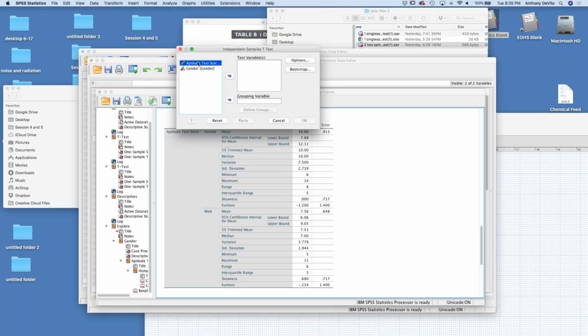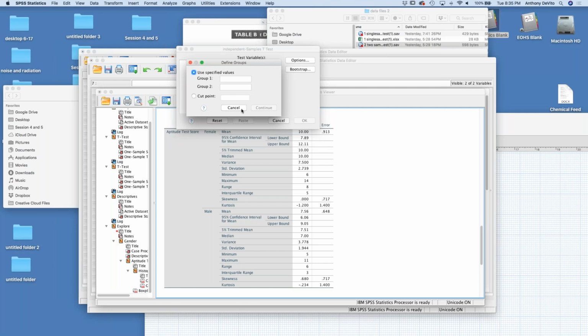And again, I'm going to move my aptitude score into the test variable, right? That's my numerical variable, what I'm going to calculate means of. And I'm going to move gender into the grouping variable so that the t-test will look for the difference between the two means. Now, SPSS requires you to define the two groups, what the values are for the two groups. And I believe it's 1 and 2. I think that's what we saw when we did this. 1 represents female, 2 represents male. It's an extra step. You would think SPSS would be able to figure this out for itself since there's only 2 values in that group, but you do have to put that in.